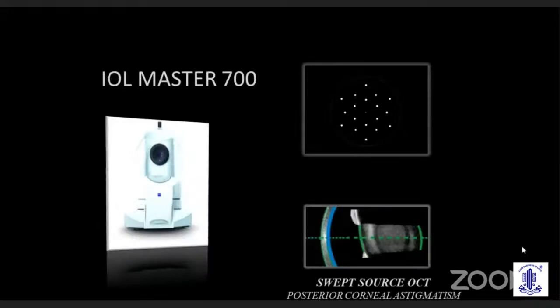IOL Master 700 gives a telecentric keratometry. This is the anterior measurement. This is the posterior measurement. The swept source OCT pattern actually measures the posterior corneal surface. This is the only instrument which can actually measure the posterior corneal surface and give a true total K value, which could be incorporated into the Barrett True K formula.